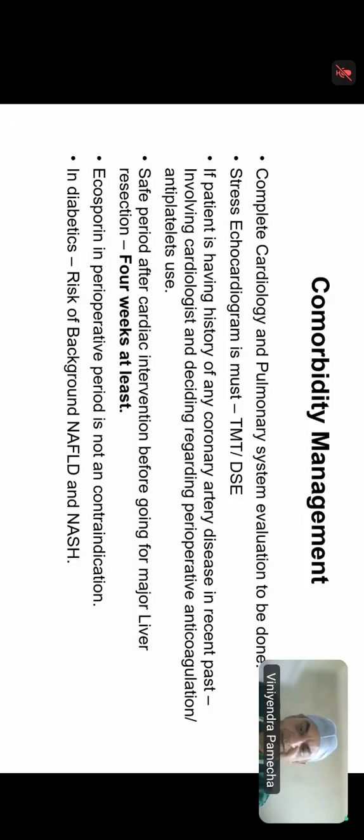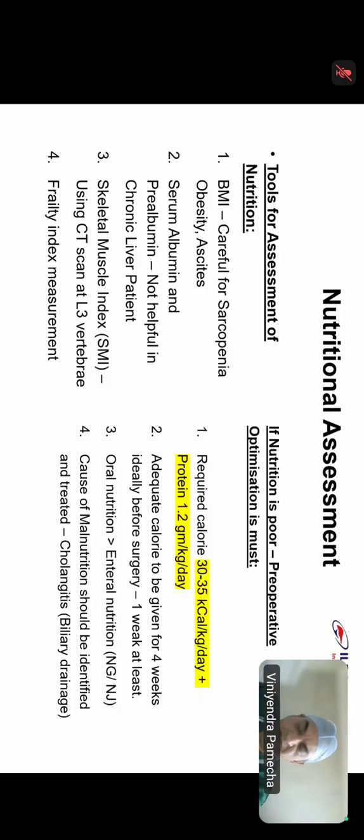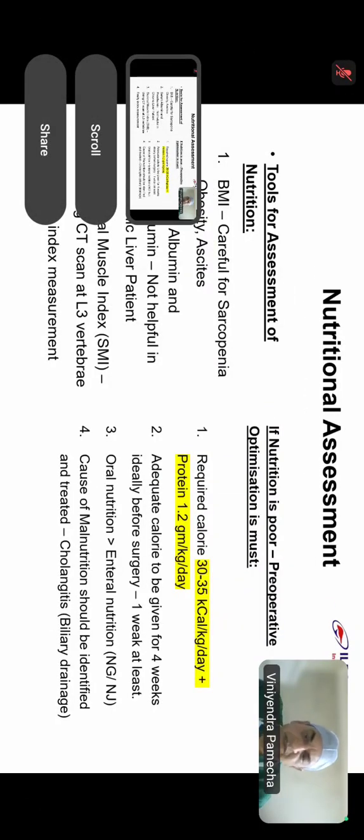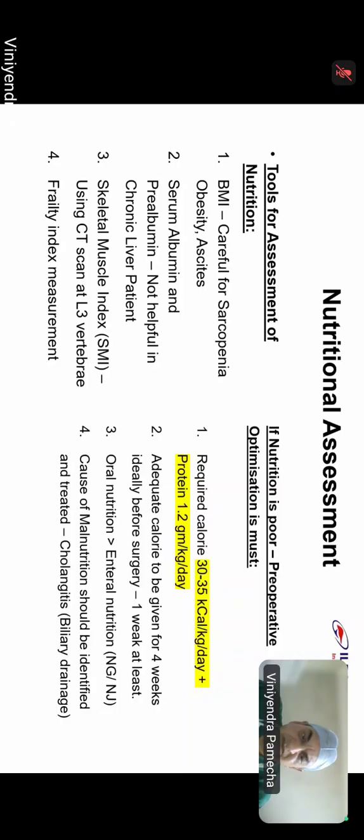So diabetes is a major thing, because all these patients will have metabolic syndrome, NAFLD and NASH. Okay. Nutritional assessment is important. All patients who are being planned for major resection need to have an assessment, and we also need to look at frailty. Albumin may not be a good indicator, especially in patients with chronic liver disease. There's a lot of research going on in terms of sarcopenia, looking at muscle mass and the frailty index. Those are things you need to assess before the operation and try to optimize the nutrition as much as possible before.